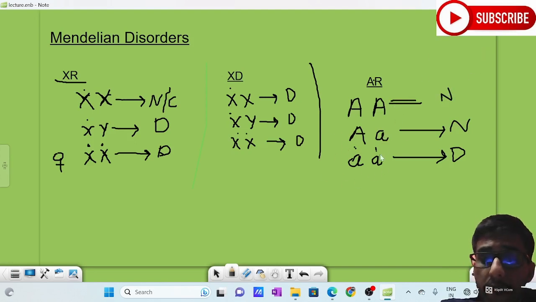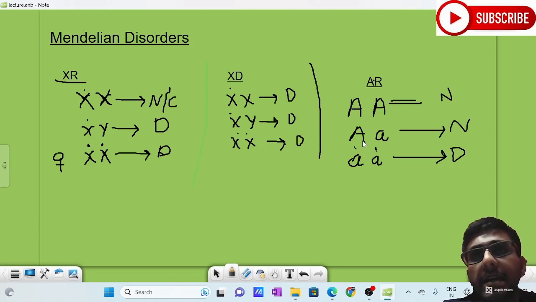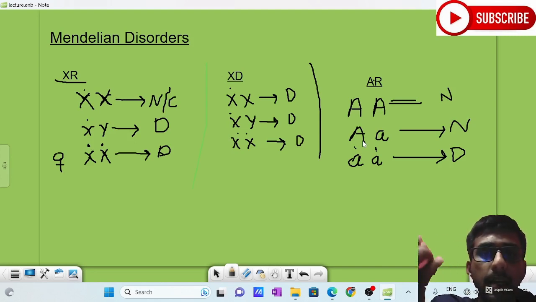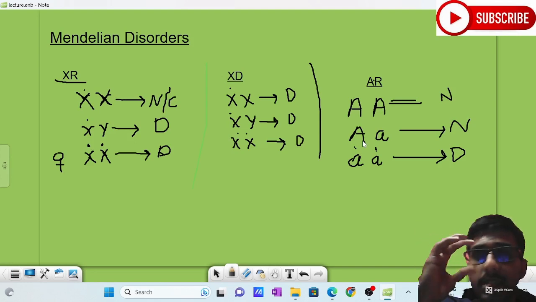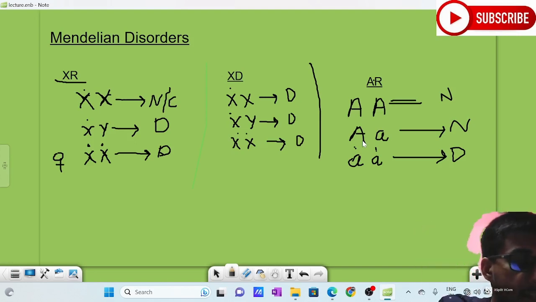So the condition only occurs when the autosomes are in their recessive form. Some of the examples of the autosomal recessive diseases are phenylketonuria, xeroderma pigmentosum, albinism, cystic fibrosis, thalassemia, which is given in your textbook. These are some examples. Sickle cell anemia.